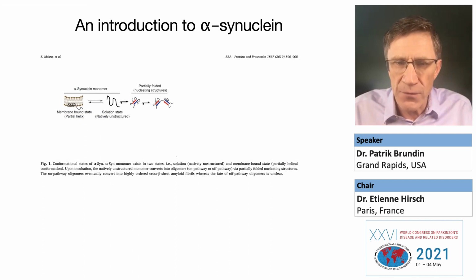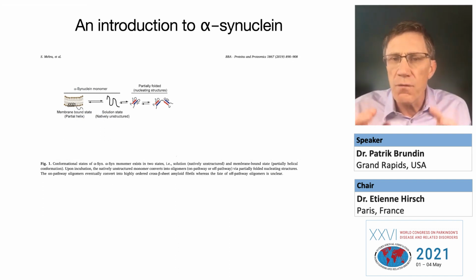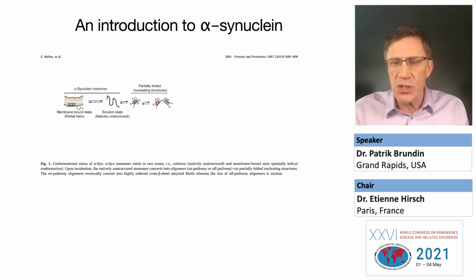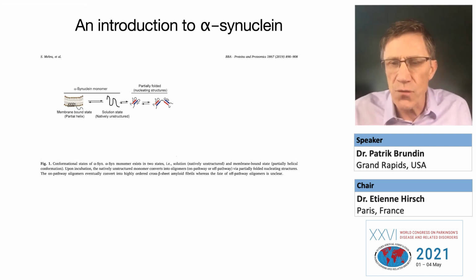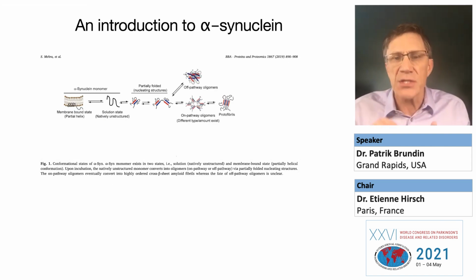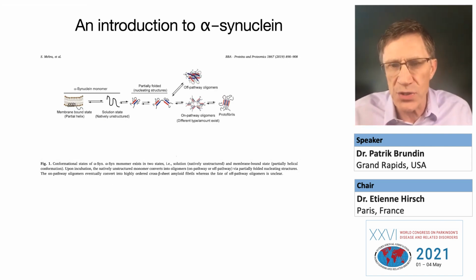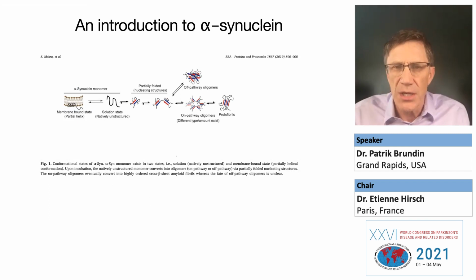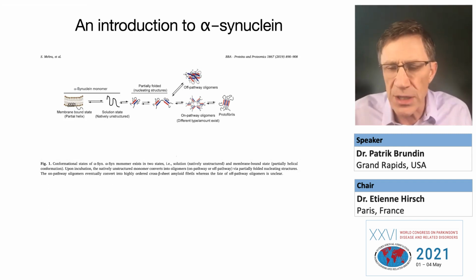And the membrane-free form has the ability to form oligomers. Some of these oligomers actually then go on to form fibrils. So they're the so-called on-pathway oligomers. And they go through a small fibril stage called protofibrils. There are also other oligomers that are more amorphous, and it's not clear what they do.